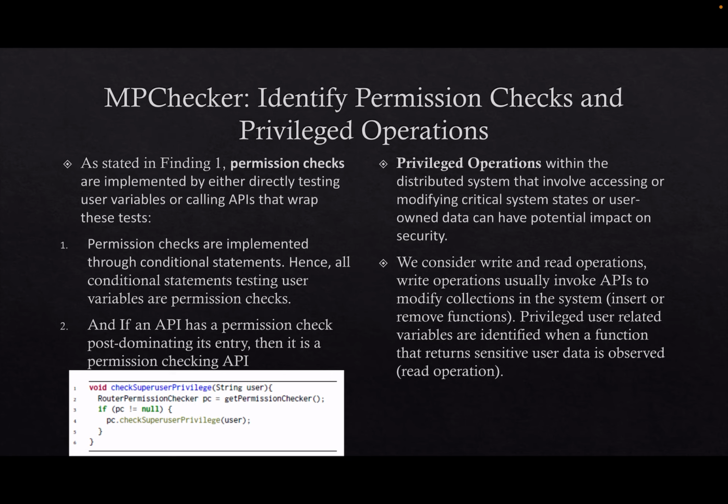Privileged operations within distributed systems that involve accessing or modifying critical system states or user-owned data can have potential impact on security. So the authors considered the read and write operations as privileged operations, and they are usually invoking APIs to modify collections in the system, that is insert or remove functions, that's the write operation. And privileged user related variables are identified when a function returns sensitive user data. So that is the read operation.